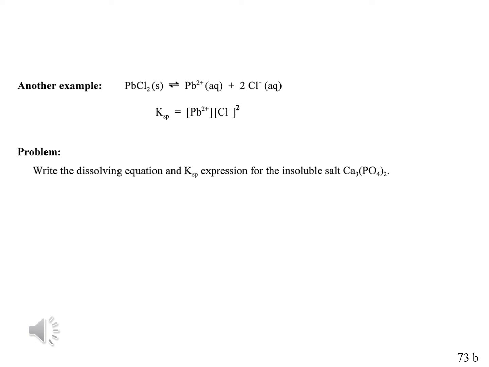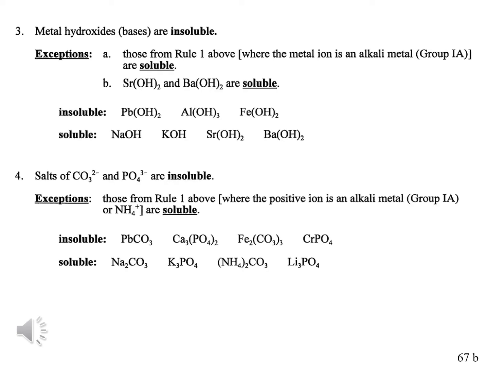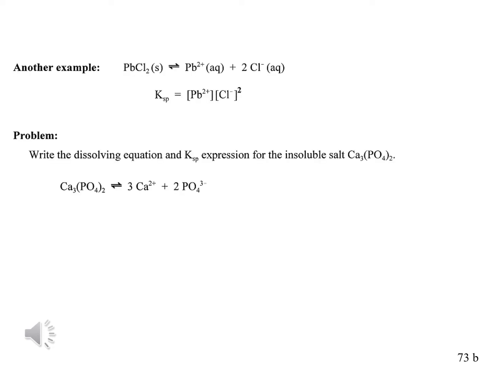The next problem is calcium phosphate. The reason I picked that one is because 3 and 2 are the biggest numbers we ever get in salts. It never goes higher than that. I also want to look at why calcium phosphate is insoluble, and that is because of Rule 4. All phosphates except for Rule 1 and ammonium are insoluble. This time when you write the equilibrium, you have a 3 in front of the calcium, a 2 in front of the phosphate. So in the KSP expression, calcium is cubed and phosphate is squared.